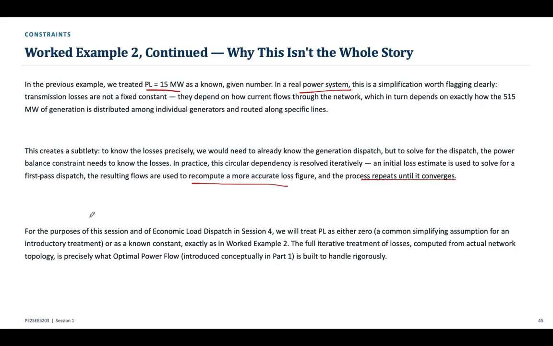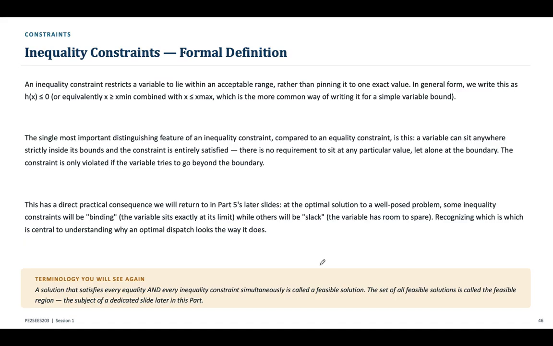For the purpose of this session and of the economic load dispatch in section 4, we will treat PL as either 0 or a known constant. The full iterative treatment of losses computed from actual network topology is precisely what optimal power flow, which I try to describe in part 1, is built to handle rigorously.